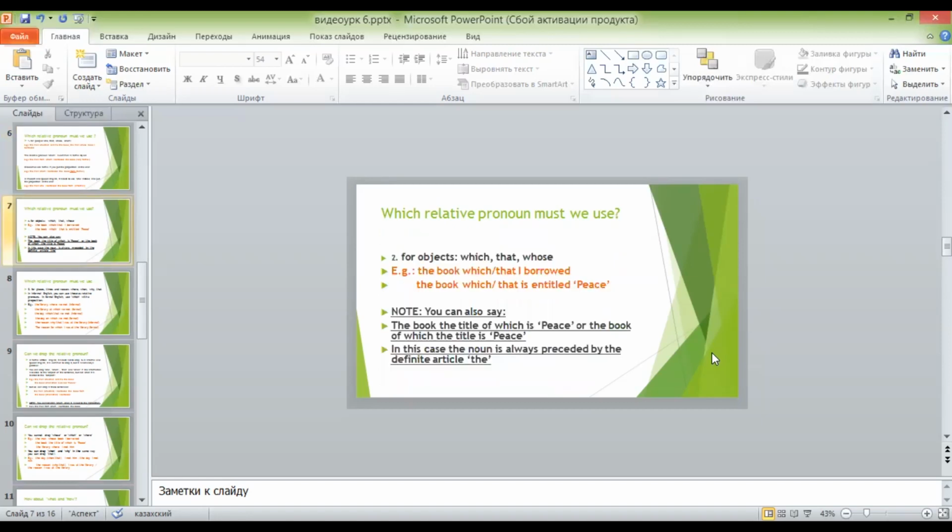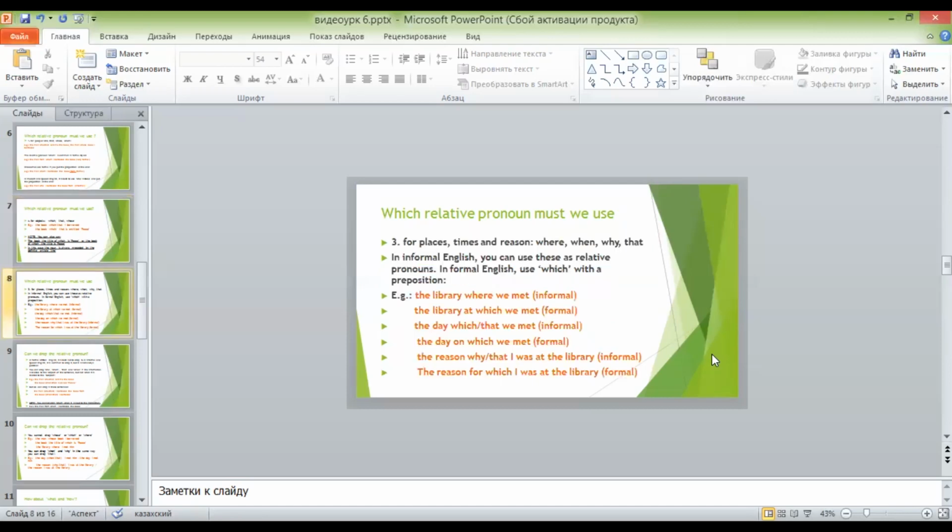Which relative pronoun must we use for objects? Which, that, or whose. For example, the book which or that I borrowed, or the book which or that is entitled Peace. Note, you can also say the book, the title of which is Peace, or the book of which the title is Peace. In this case, the noun is always preceded by the definite article the.